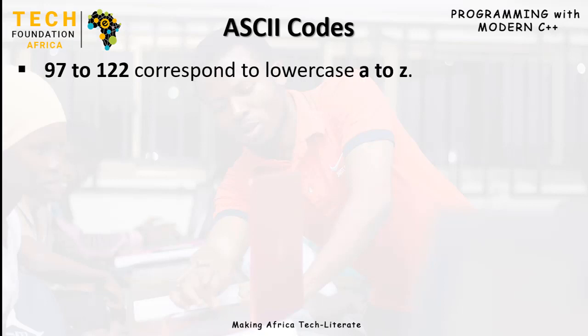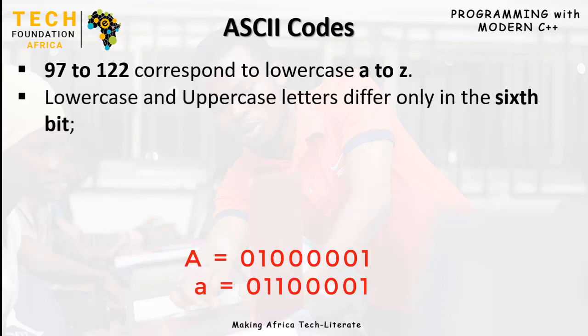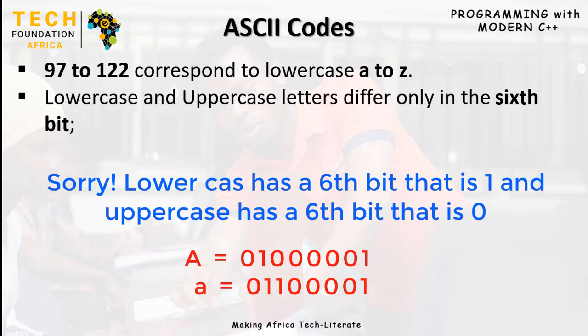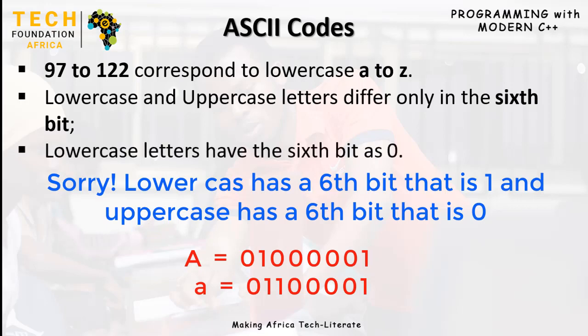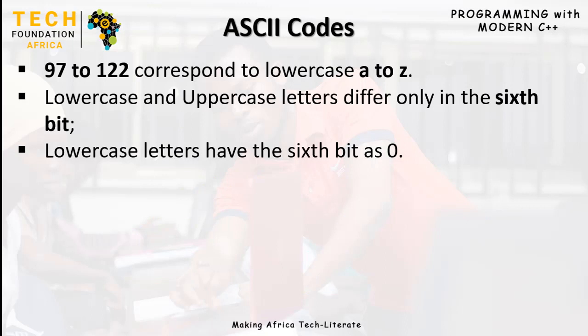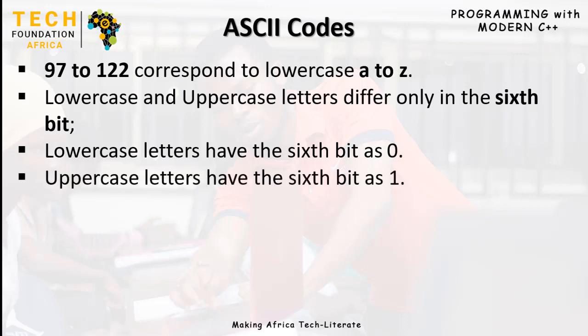Now, if you look at the binary values corresponding to the codes for the lowercase and the uppercase letters, you realize that one bit in the pattern is what changes. So the lowercase letters have that bit as 0, and the uppercase letters have it as 1. Other codes represent digits from 0 up to 9, punctuation, and other characters.